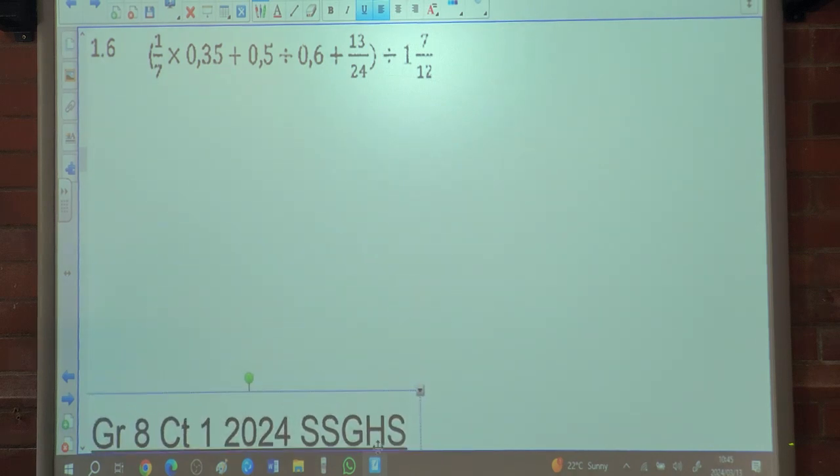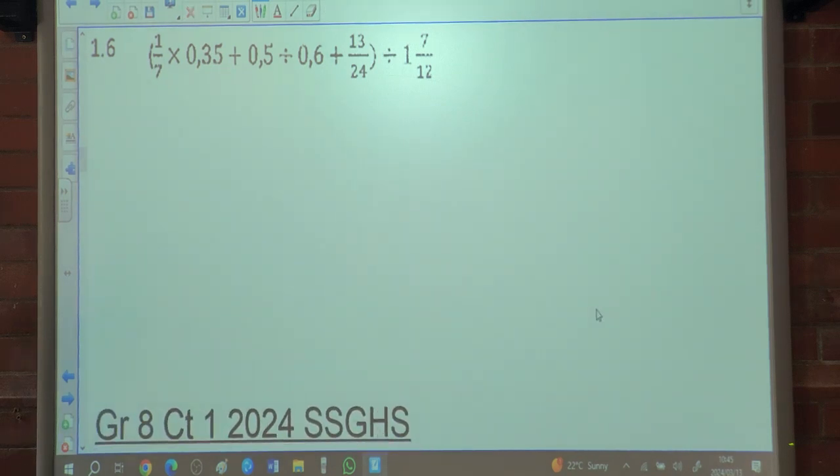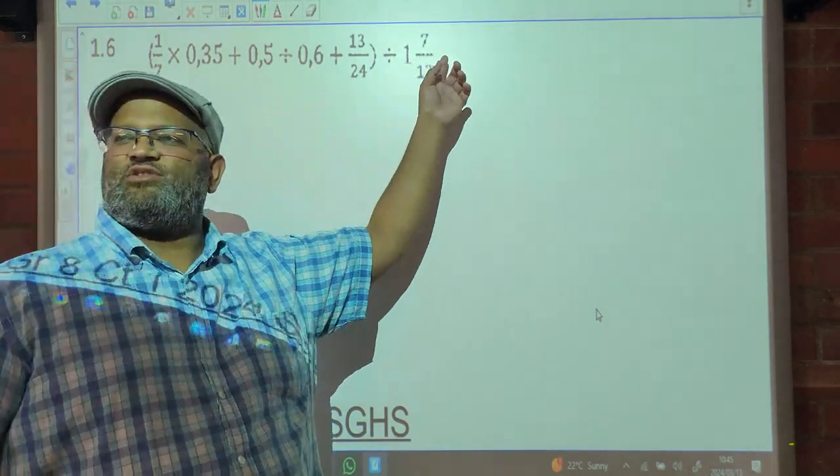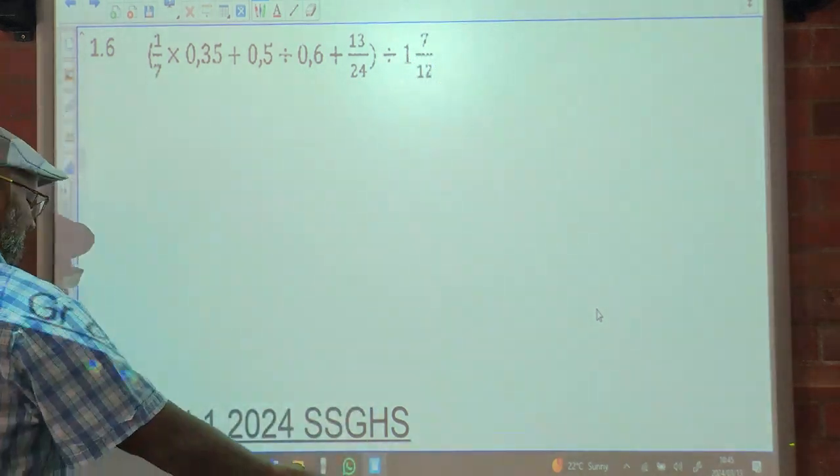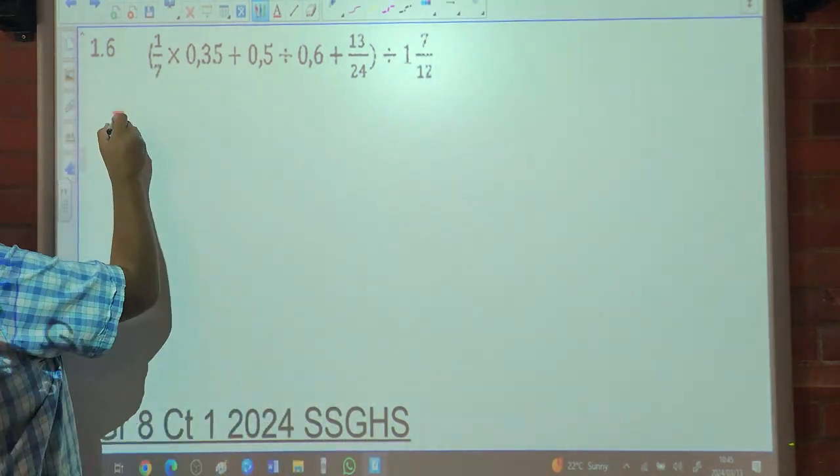1.6. So first thing, we're going to change all the decimals to fractions and the mixed fractions to improper fractions. We'll do that all in one step. So what do we get?